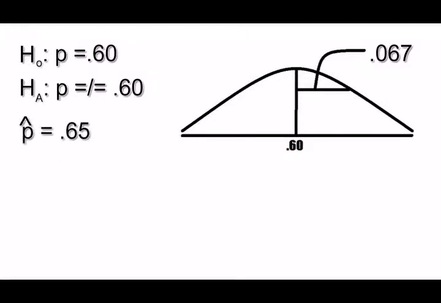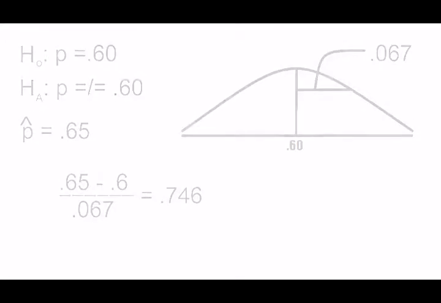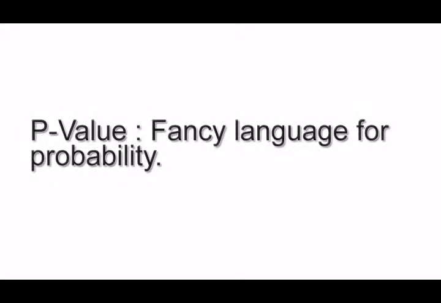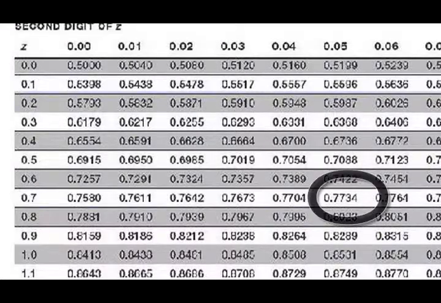Now that we have our standard error, we can use all of our information and plug it into our z-score formula, which is sample proportion minus the mean divided by standard error, which gives us a z-score of 0.746. Finally, we use this z-score to obtain a p-value, which is basically the probability that the sample proportion we have would be obtained given that the null is assumed to be true. When we plug the z-score obtained in the normal model z-chart, we find a p-value of 0.7734.